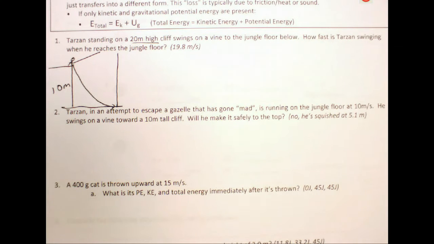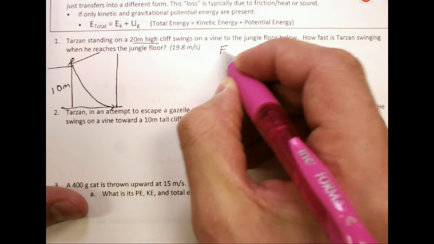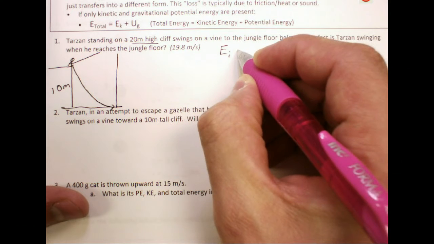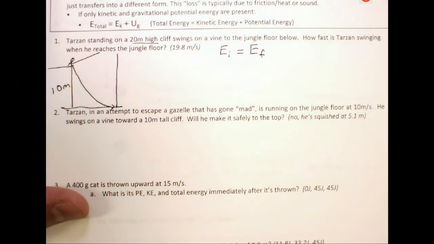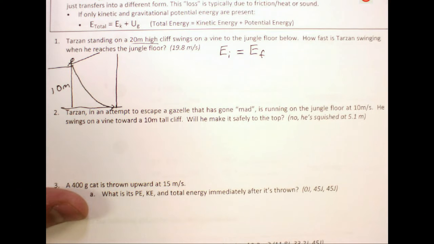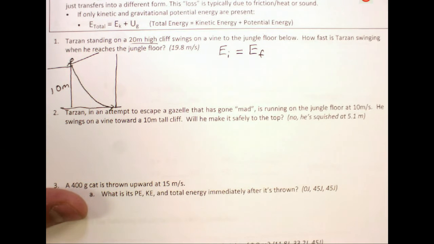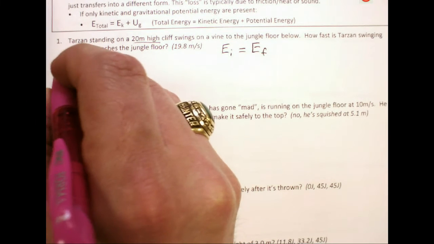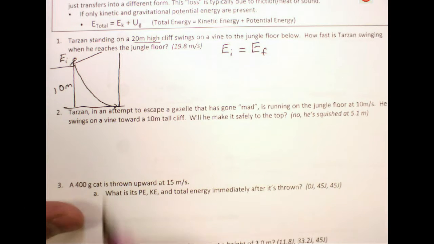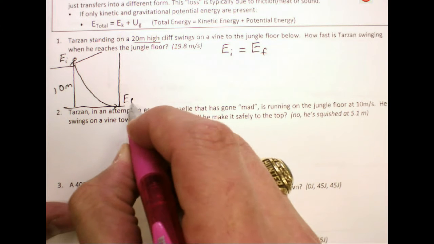Conservation of energy says that energy never changes. In other words, the initial energy state is going to be equal to the final energy state. And you need to ask yourself where those two occur in each particular problem. So if Tarzan is swinging, you want to know how fast he's swinging when he reaches the floor below. The initial energy state is up here at the top, and the final energy state will be down here at the bottom.